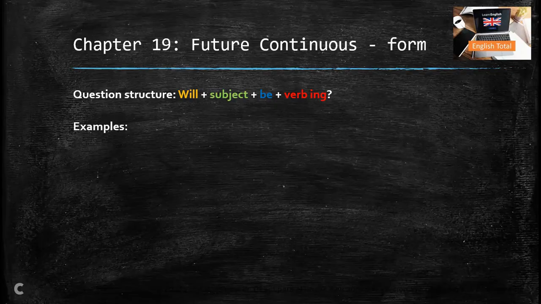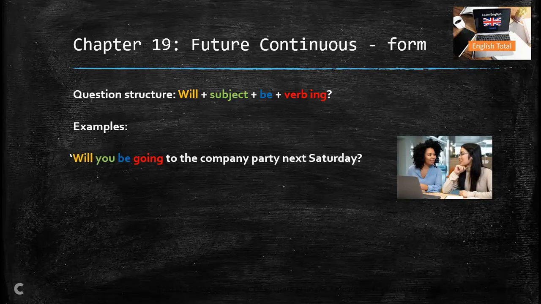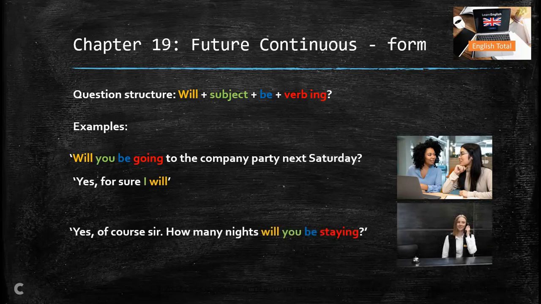Take a look at these examples. Will you be going to the company party next Saturday? Yes, for sure I will. Yes, of course, sir. How many nights will you be staying? It's very straightforward to form questions in the future continuous. And you can also use short answers, as we've discussed in other videos.